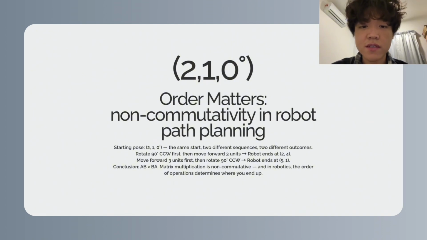Rotate 90 degrees CCW first, then move forward 3 units. Robot ends at (2, 4). Move forward 3 units first, then rotate 90 degrees CCW. Robot ends at (5, 1). Conclusion: AB is not equal to BA. Matrix multiplication is non-commutative, and in robotics, the order of operations determines where you end up.